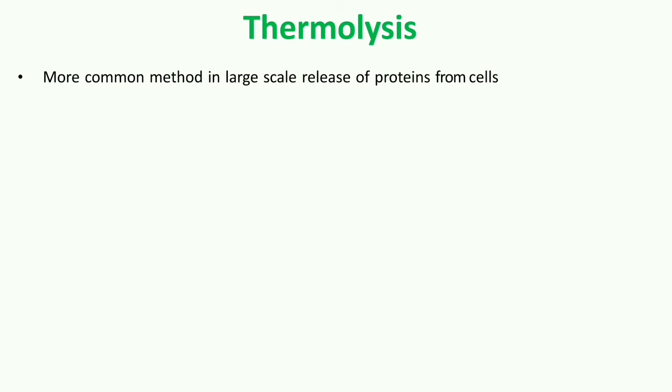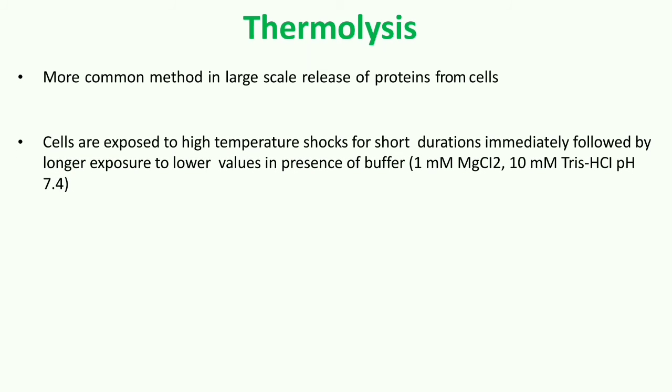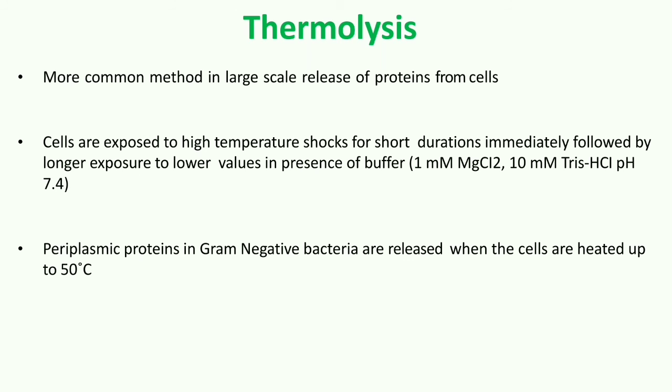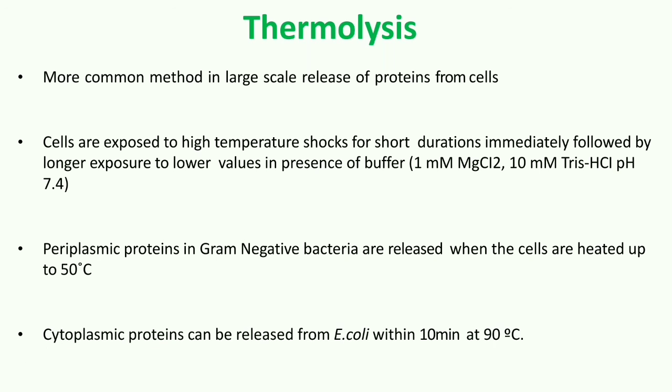Thermolysis: it is one of the most common methods used in large-scale industries to release enzymes or proteins from the cells. Cells are exposed to a high temperature for short durations of time. This is followed by exposure to a lower temperature in presence of buffer. Mainly, periplasmic proteins in gram-negative bacteria are released when the cells are heated up to 50 degrees Celsius. Cytoplasmic proteins from E. coli are removed within 10 minutes at 90 degrees Celsius.